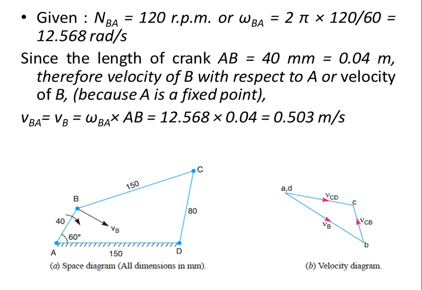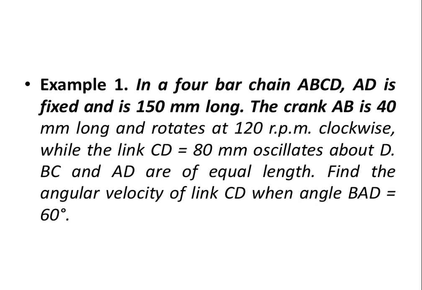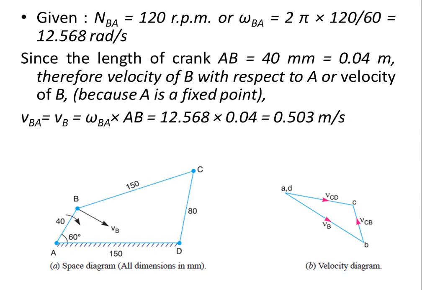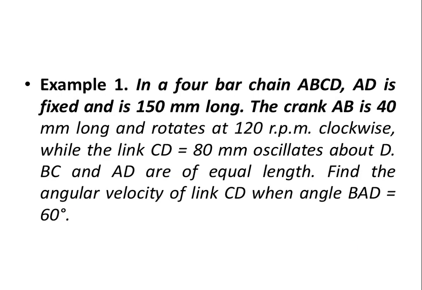So the problem is like this: a 4-bar chain is given with name ABCD, and in that AD is fixed. That is the base frame, and is 150 mm long. So you can see here AD is fixed in this, and the dimension is given as 150 mm.